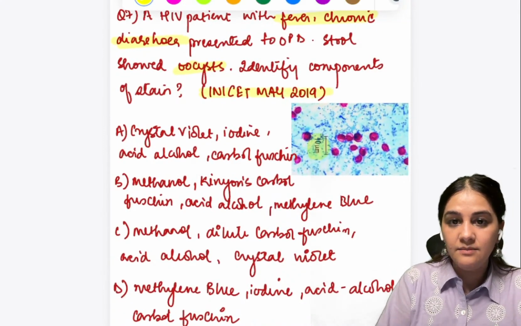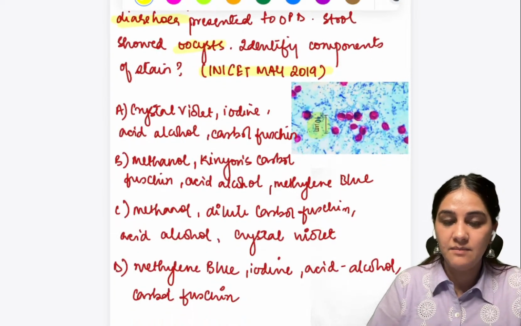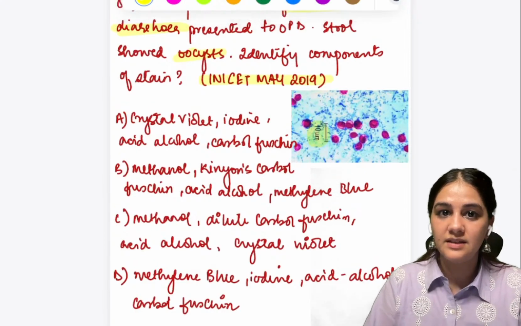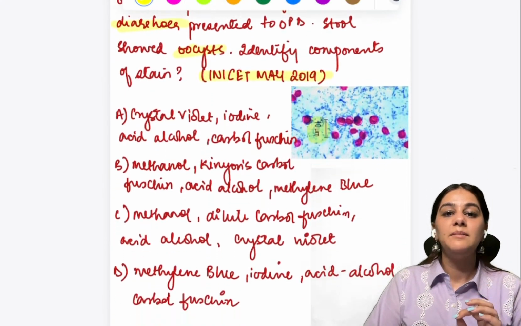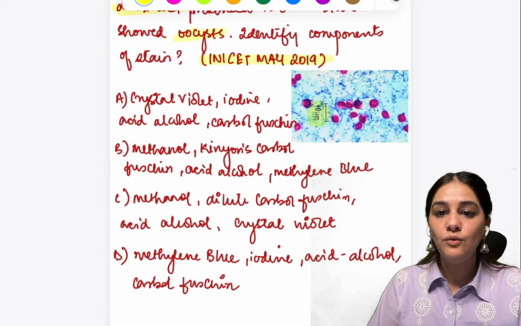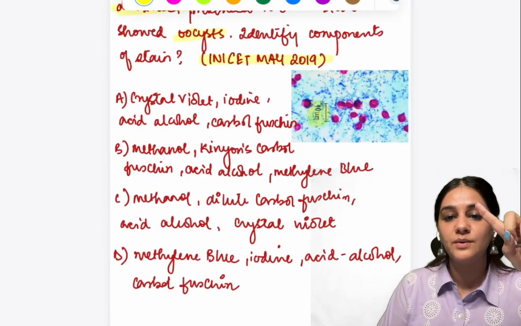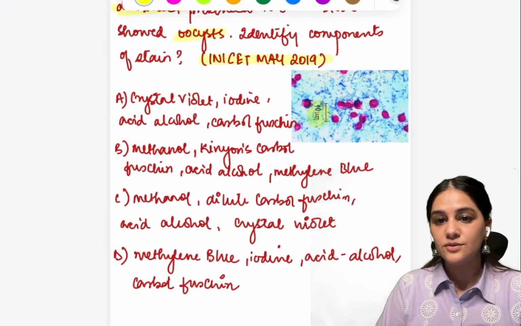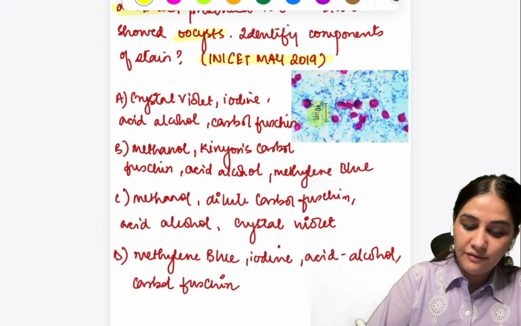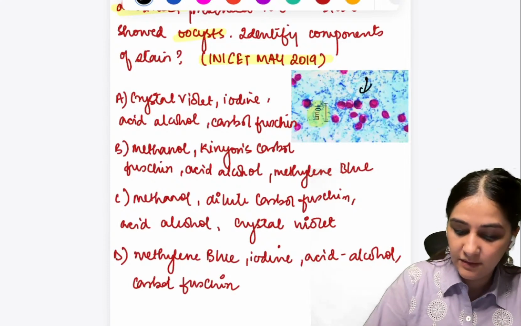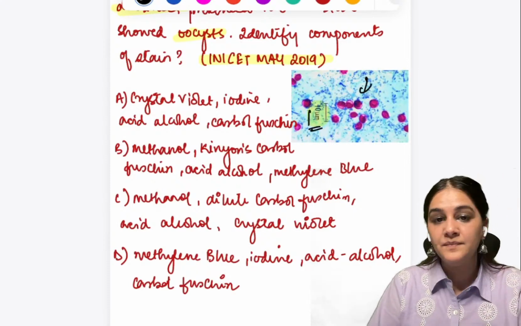So INICET, May 2019, this one came in. So what stain is it? It's definitely some form of an acid-fast staining because of the oocysts. Remember what oocysts are acid fast? We talked about the three coccidian ones. First one being Cryptosporidium, Cyclospora, and Cystoisospora, right? So this is definitely one of them, right? And this one here, let me give you an answer. It's going to be Cryptosporidium, right?